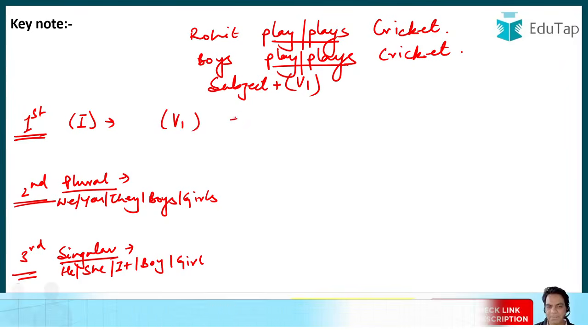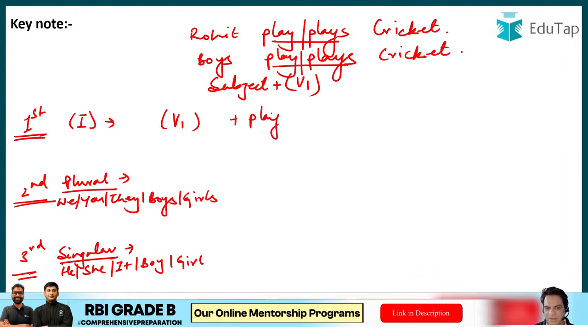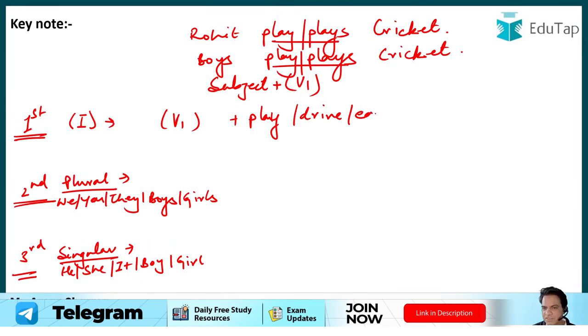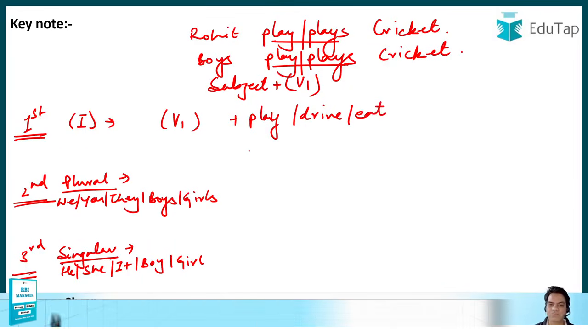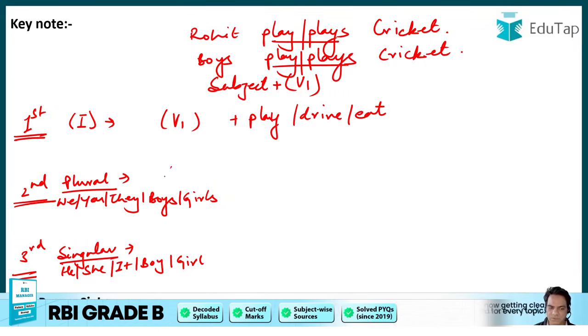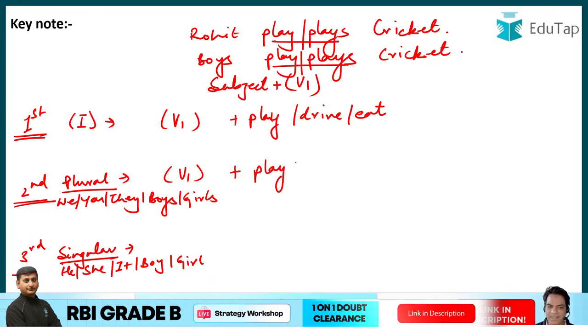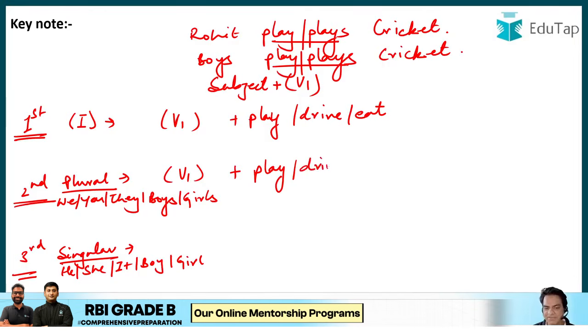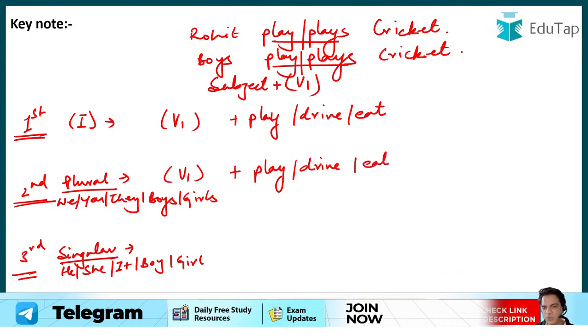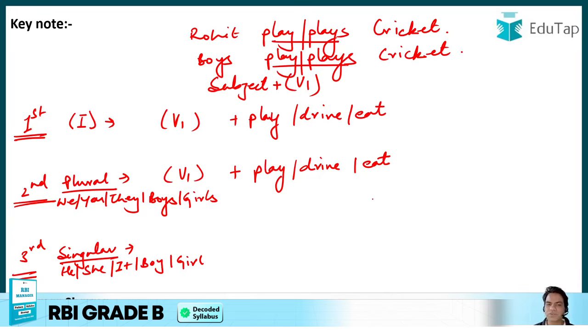For example, I play cricket, I drive a car, I eat vegetarian food. So with first person, that means with I, we use only first form of verb. With plurals, what do we use? With plurals also we use first form of verb. For example, I play cricket, but in second person, we play cricket, you play cricket, they play cricket, boys play cricket, girls play cricket. I drive a car, we drive, you drive, they drive, boys drive, girls drive. I eat, we eat, you eat, they eat, people eat, boys eat, girls eat. So with plurals also we use first form of verb.